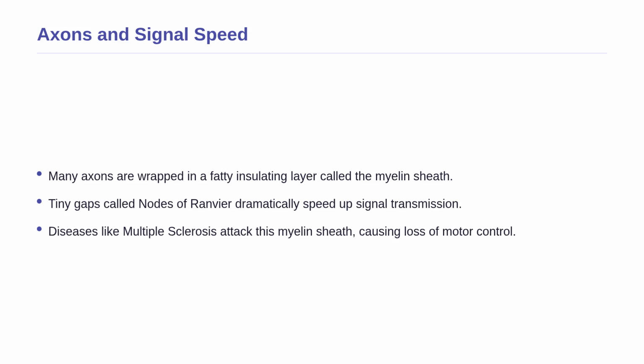Understanding these three regions leads us to a crucial feature of the axon. Many axons are wrapped in a fatty, insulating layer called the myelin sheath. This sheath has tiny gaps known as nodes of Ranvier that dramatically speed up signal transmission. This unique structure is absolutely critical because it dictates the speed and efficiency of human thought and reflex. It means the difference between pulling your hand away from a hot stove instantly versus suffering a severe burn. Diseases like multiple sclerosis specifically attack this myelin sheath, causing devastating losses in motor control and sensation.